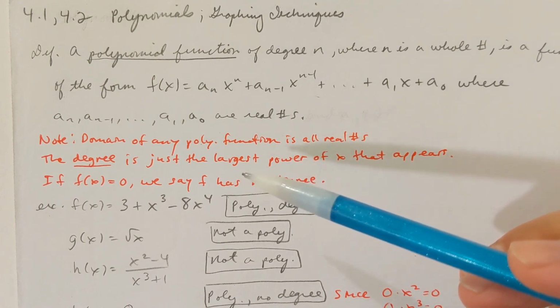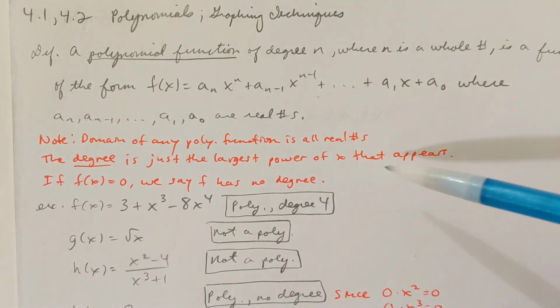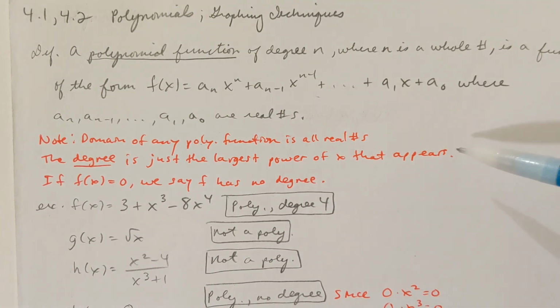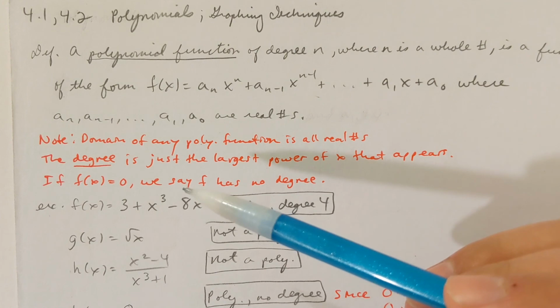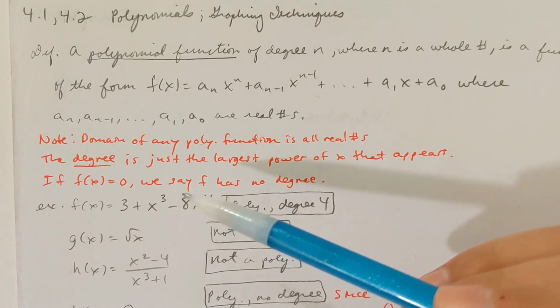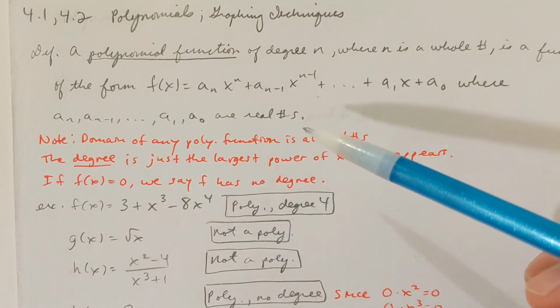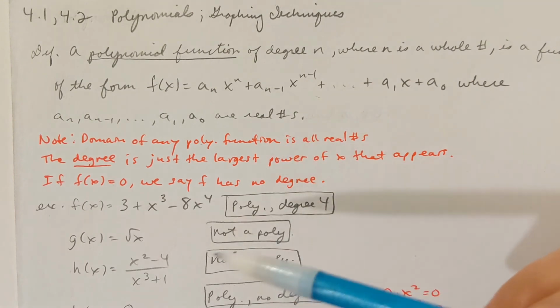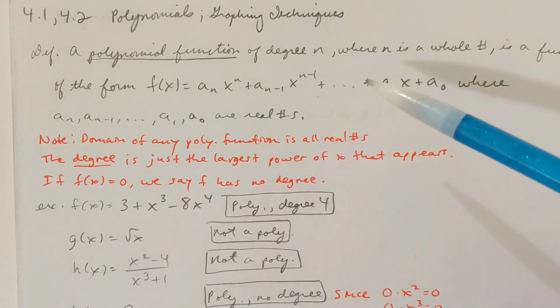Okay, and the degree is the largest power that appears. If f of x equals 0, then we say that f has no degree. Okay, and we'll look at that down there.